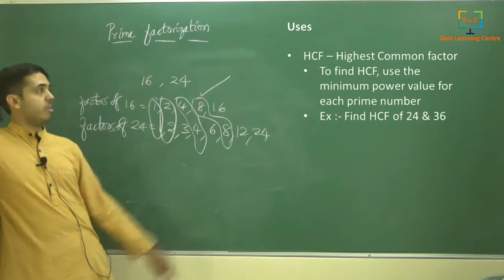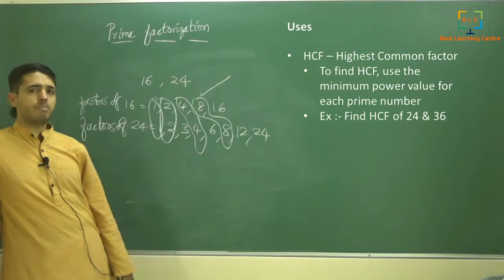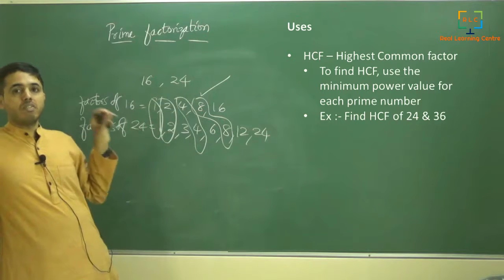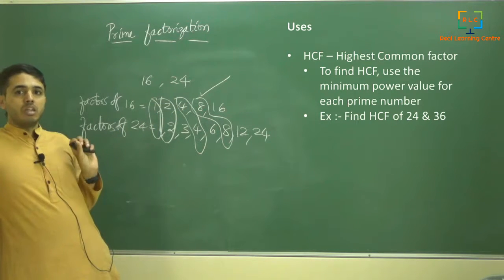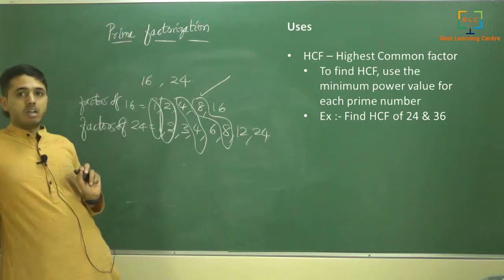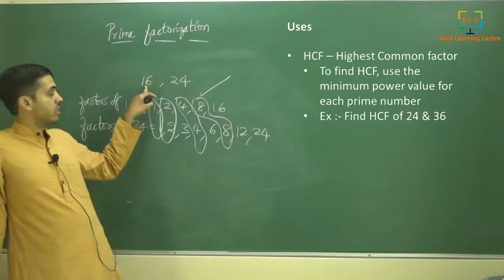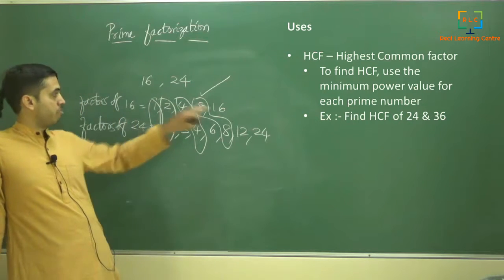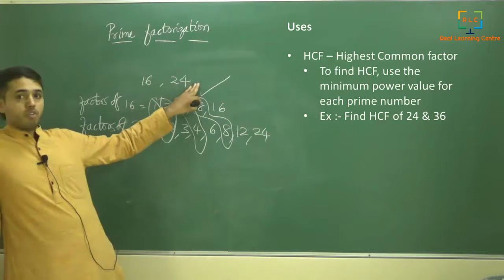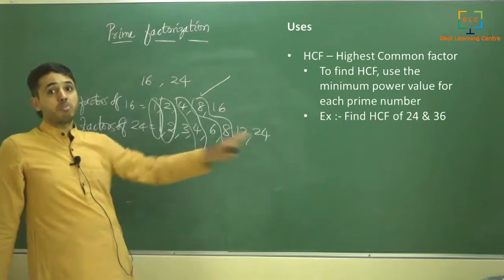Many a time when I use the word highest, people get confused. Oh, is it bigger than the given numbers? No, because we always know that the factor of a given number can be at the maximum the given number. I mean the factors of 16, maximum possible value is 16, not beyond that. So the factors of 24, maximum possible is 24, not beyond that.